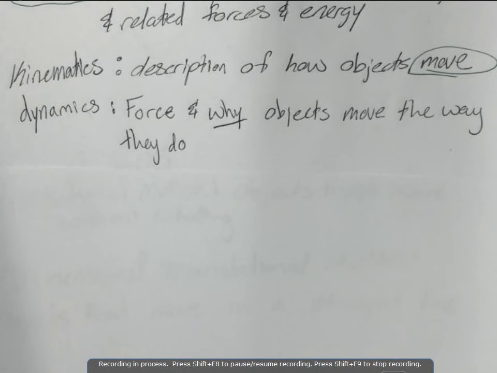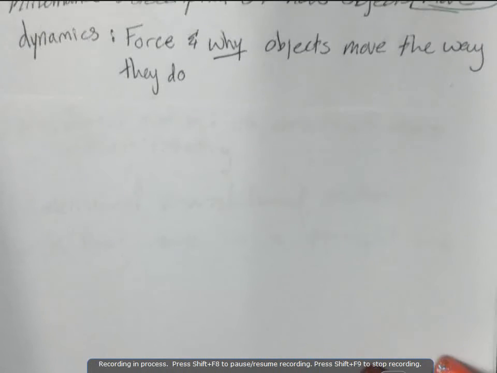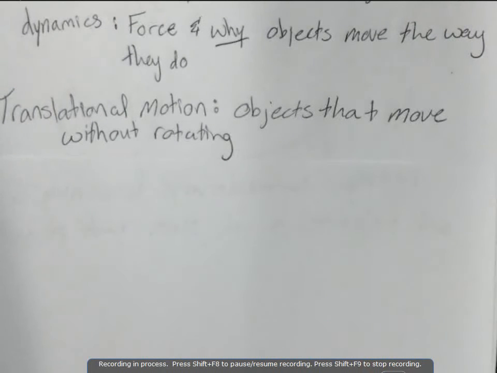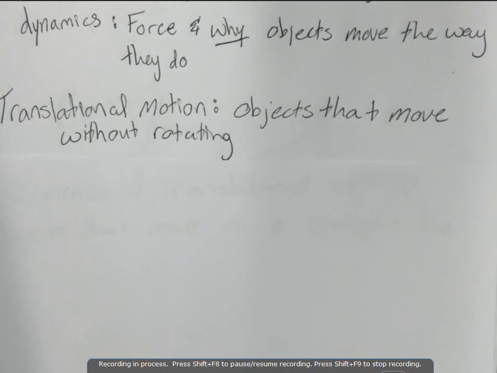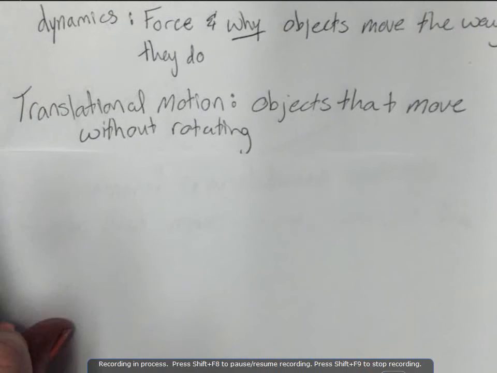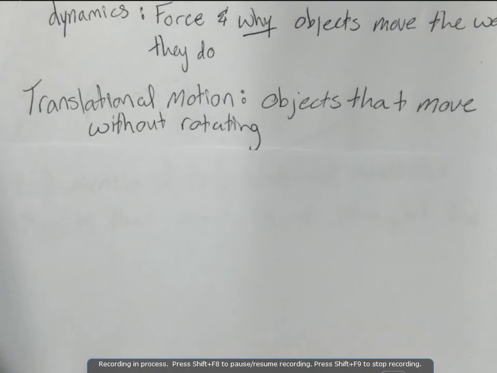What I want to start us talking about really is translational motion. And translational motion is this idea of an object that moves without rotating. And believe it or not, there's not a lot of objects on Earth that do any sort of movement without rotation. So translational motion, what I want you to think of is all of the motions that you do when you walk.